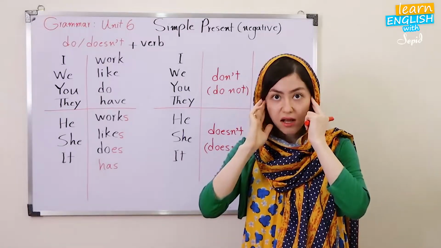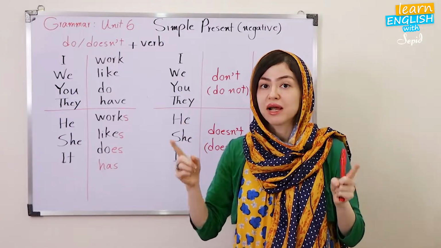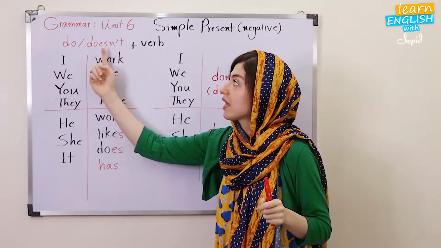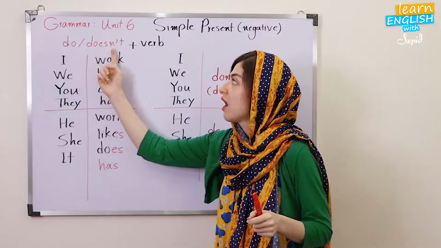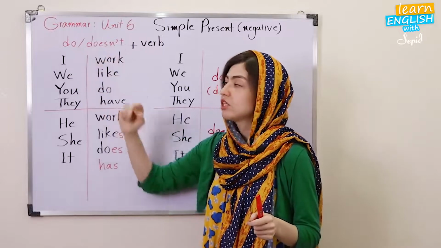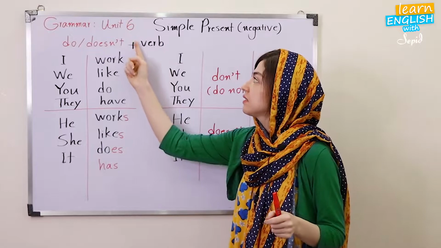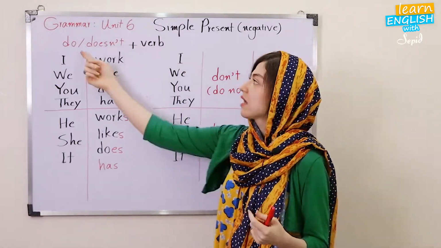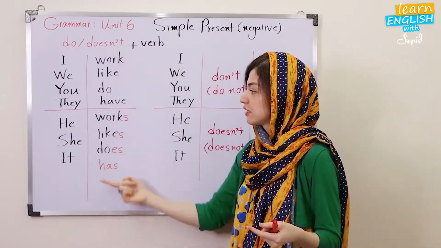If you want to add not and make a negative statement in a simple present tense, we need do and does, okay? So do, does, plus not, okay? Don't or doesn't, like this, plus our verb, the main verb. So this is the common formula, okay? Let's go to this chart.